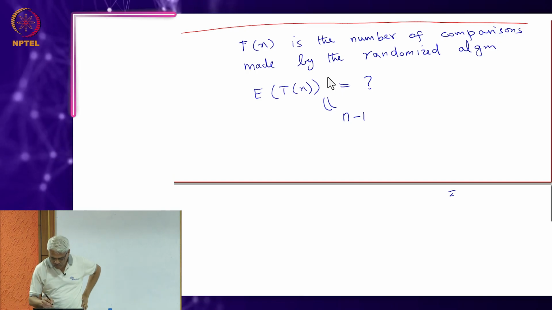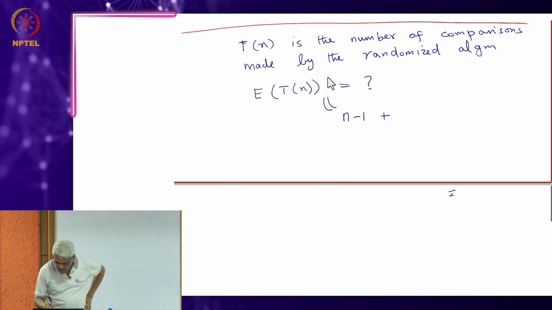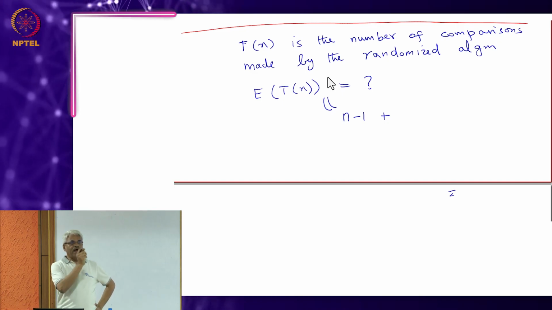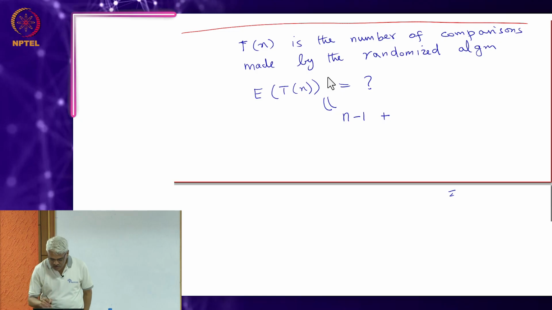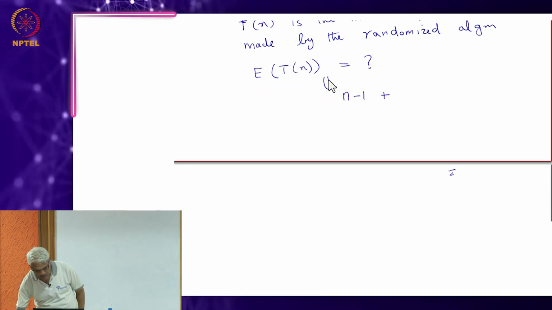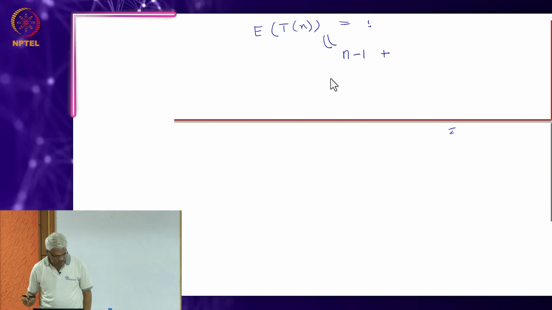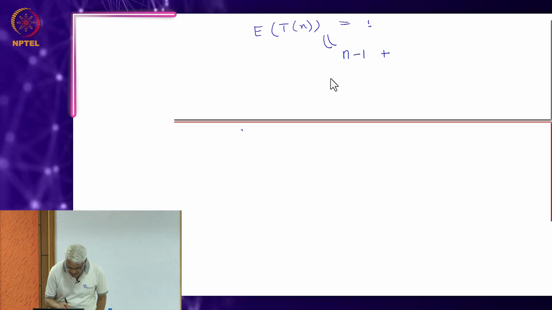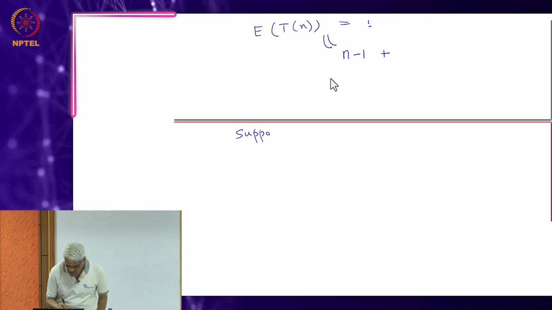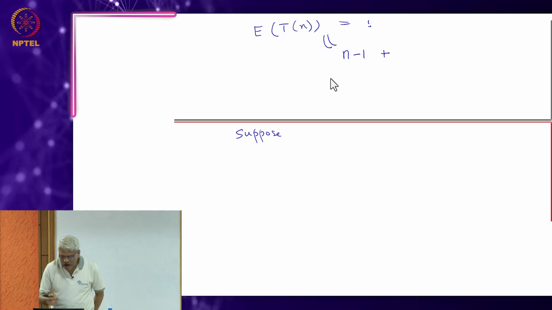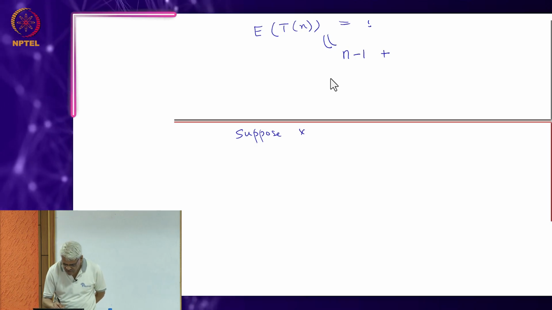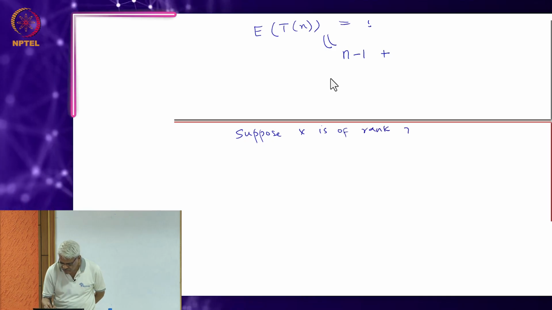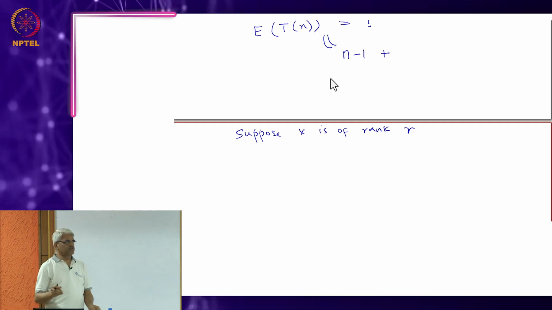So, suppose the pivot happens to be the ith smallest element, okay. So, yeah, this is what I want to compute. Suppose I called it R. So, let us use R, right. X is of rank R. That means there are exactly R elements smaller than X.